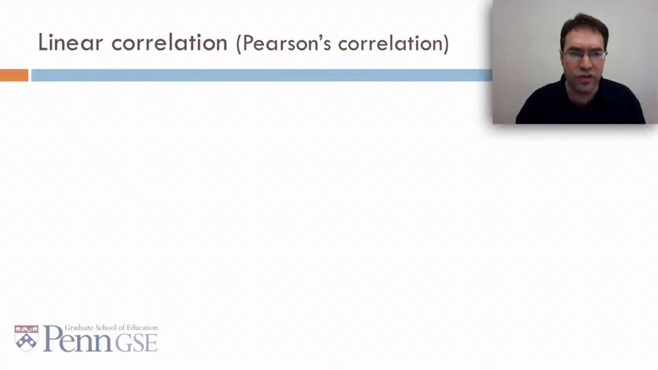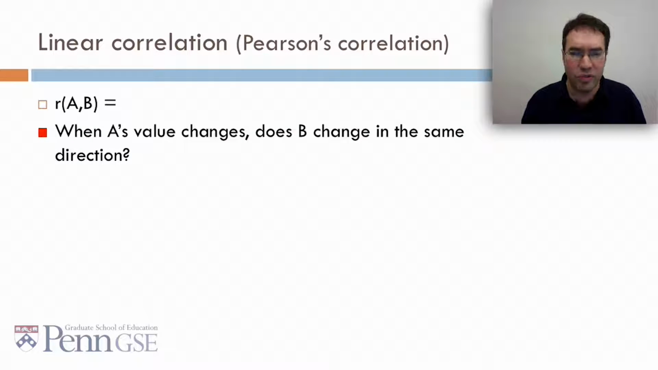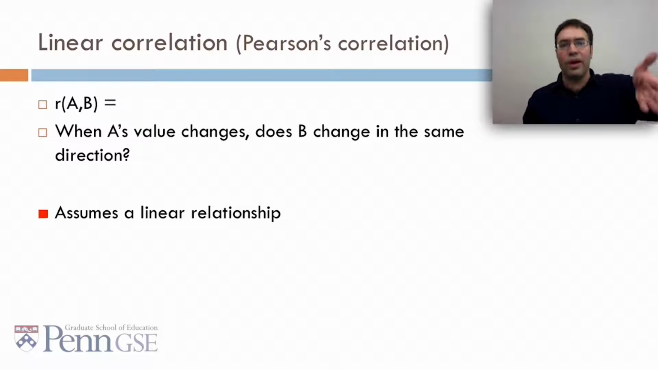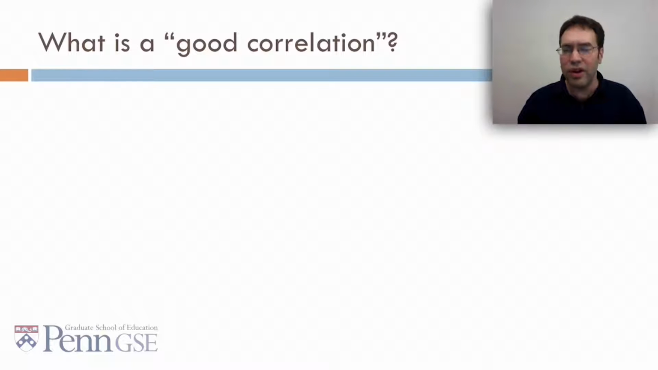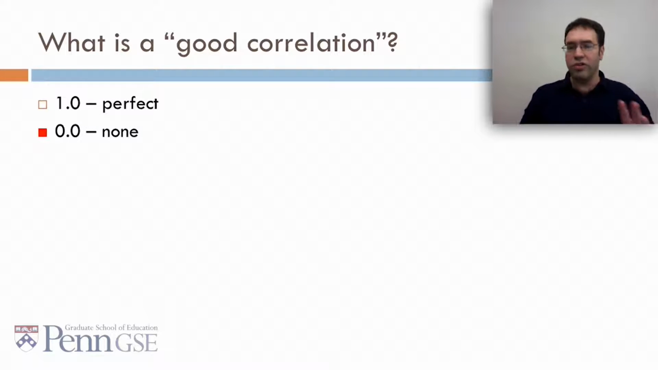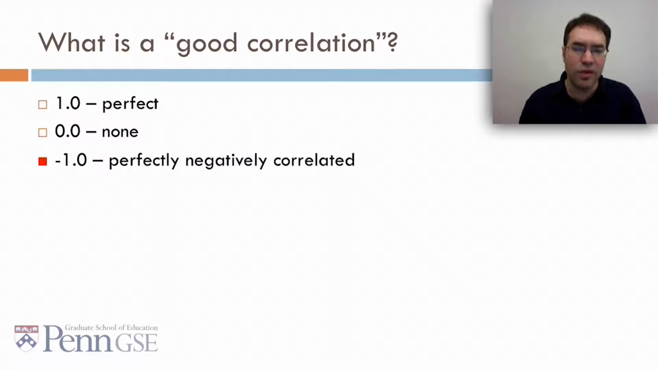Linear correlation is, when A's values change, do B's values change in the same direction? And it assumes a linear relationship. So it assumes that it's not going like this. So what's a good correlation? 1 is perfect. 0 is no correlation at all. There's just no relationship. -1 is perfectly negatively correlated.